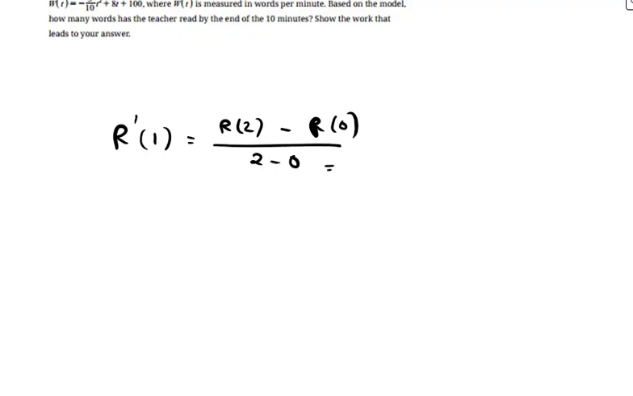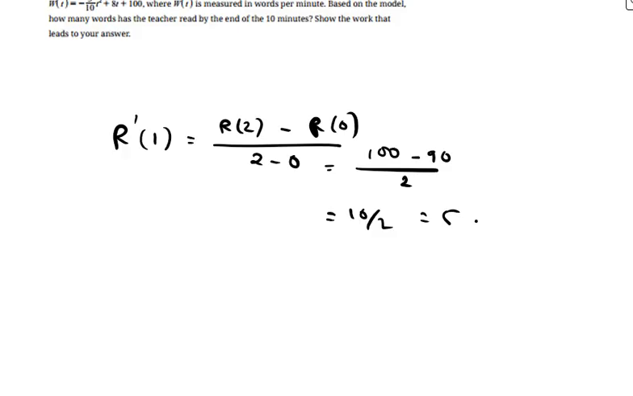Now substitute the values. We get (100 - 90) / 2, that is 10/2, that is 5. So the final answer for part A will be 5 words per minute. Units matter here. This means at 1 minute the reading speed is increasing at about 5 words per minute each minute.